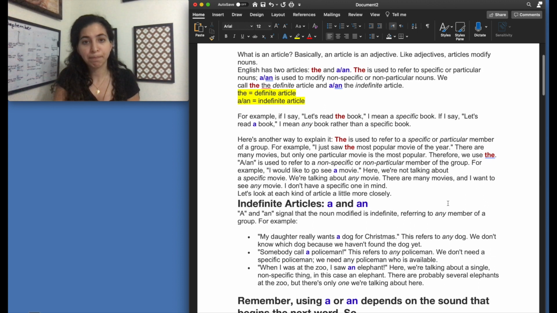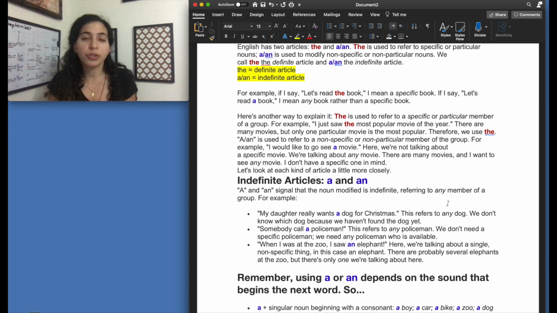A or an is used as non-specific, like we said earlier. For example, we can say, I would like to go see a movie. We don't know exactly which movie we're going to go see, but we know that we want to see a movie. So this is the difference here. We're talking about any movie, and there are many movies. You just want to see any movie, not a specific one in mind.